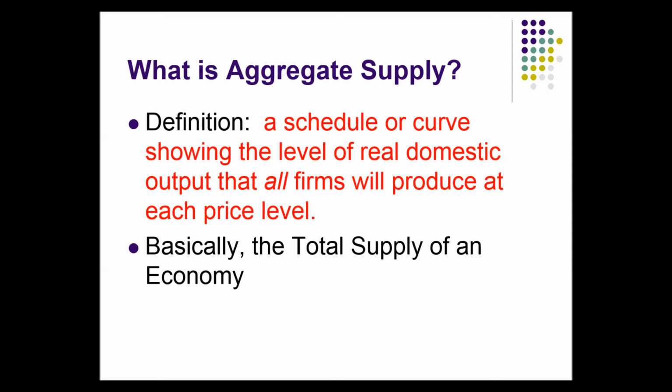So we're looking at aggregate demand. We talked about it's everybody's demand for all of the products. So aggregate supply is the total supply of the entire American economy, or whatever economy we're talking about.